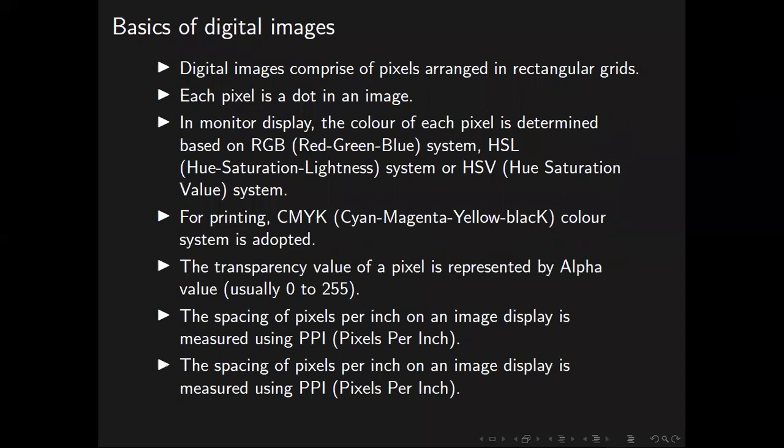Okay. Then basics of digital images. Digital images are simple dots placed in horizontal and vertical directions. They are dots, nothing else. They are simple dots. Whereas we place some dots and notice some patterns. We call them images.